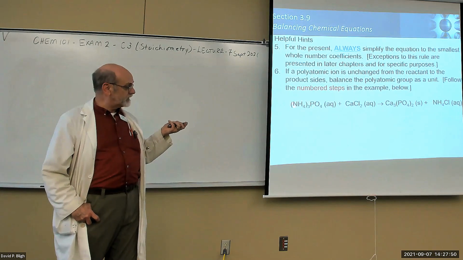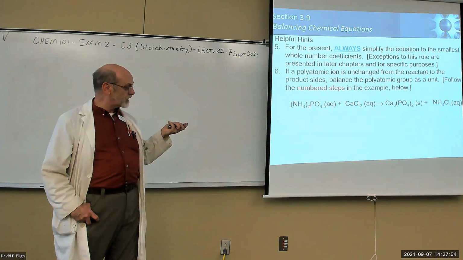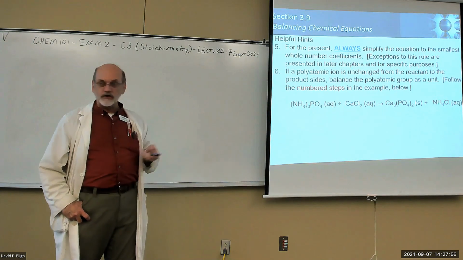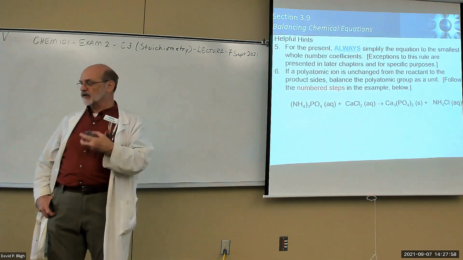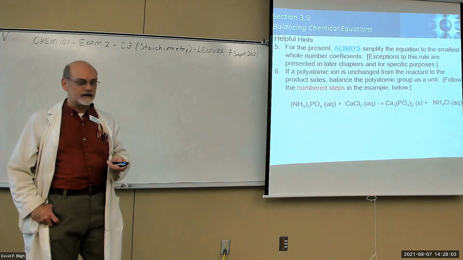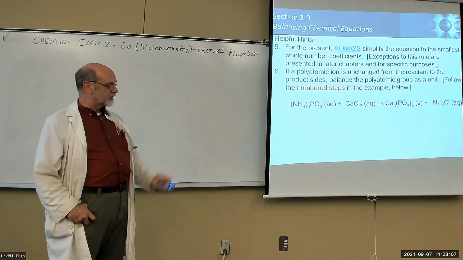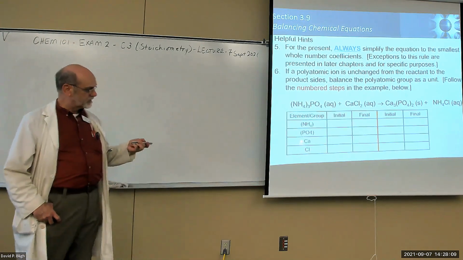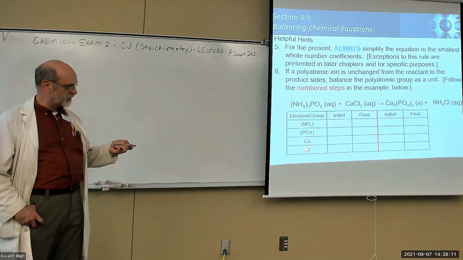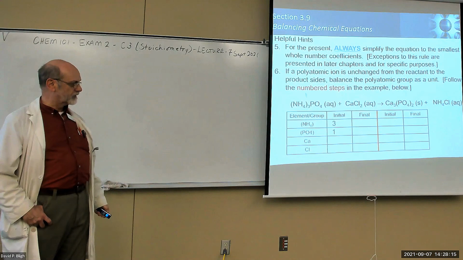Now, you may have nitrogens elsewhere. You may have hydrogens elsewhere. But as long as you got ammonia here and ammonia there, you can use it as a separate balancing group. And it saves a lot of work to do it that way. Same thing with phosphate, right? There and there. So that's why I set the table up like this. Ammonia, phosphate, calcium, and chlorine. Right? We can go through each step.